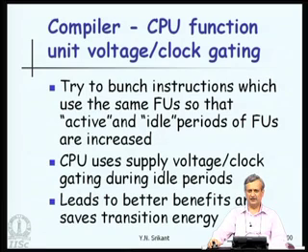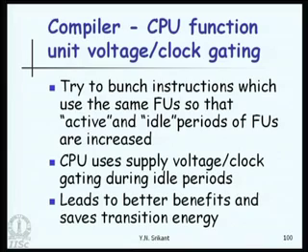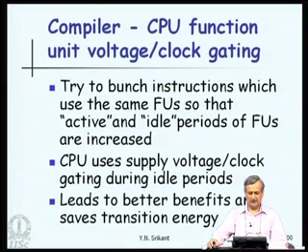We essentially try to bunch instructions which use the same function unit, so that active and idle periods of function units are increased simultaneously, and the CPU uses supply voltage or clock gating during idle periods. This leads to better benefits and saves transition energy. Now, the question is how is this performed?